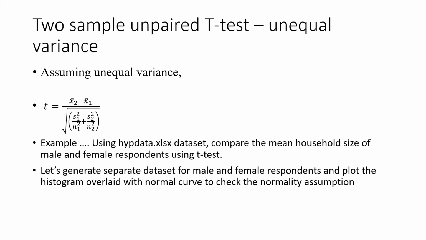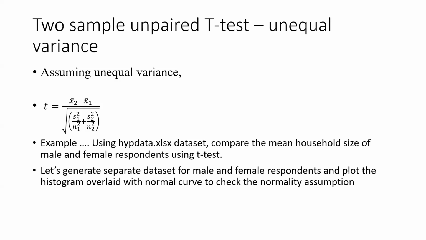But in case of the two-sample unpaired t-test, where we have unequal variance, which is the case most of the time, you have to calculate the variance for group A, variance for group B, then you get their difference, then you know the number of observations, then you apply this formula. So let's look at a typical example. We already have our IFD data. So using the IFD.xls data set, compare the mean household size of male and female respondents using t-test. This is a typical example of what I'm trying to say.